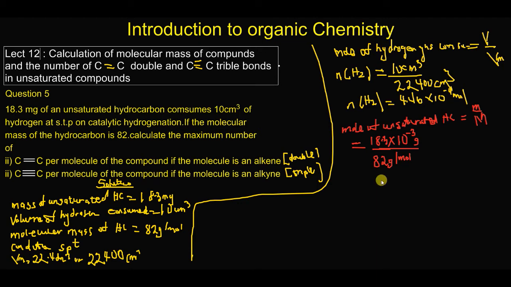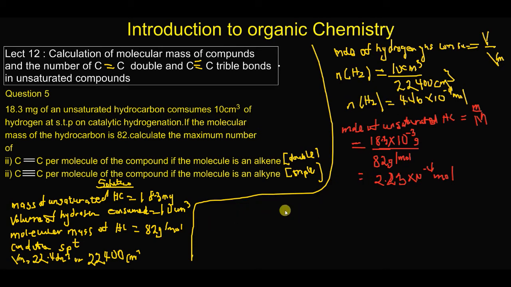When you do that, we are going to get 2.23 times 10 raised to the power negative 4, in moles. Now that you know the mole of the unsaturated hydrocarbon, the mole that was consumed, you can now find the number of hydrogens that are inside.